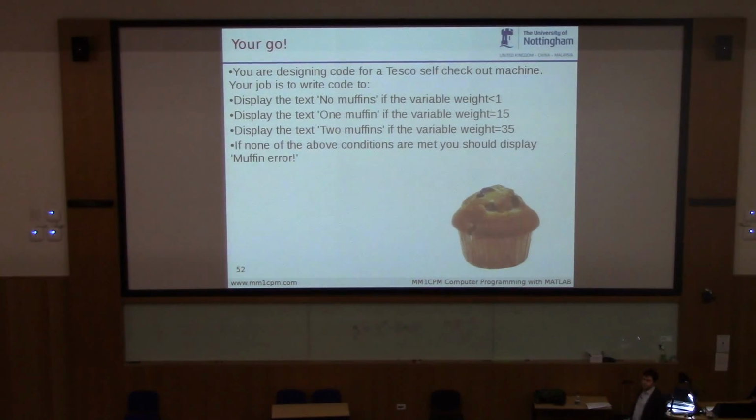Now, imagine you're programming one of those self-checkout things in Tesco's, and it's your job to write this program. If the variable weight is smaller than 1, you've got to print the words no muffin. If the weight equals 15, you've got to print the word 1 muffin. And if the weight equals 35, you've got to print 2 muffins. And if none of the above conditions are met, you've got to print muffin error.